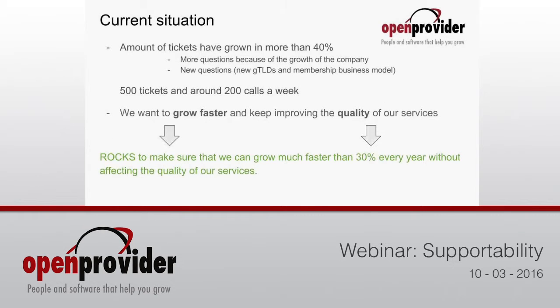In the last 3-4 years, Openprovider has grown around 30% per year. This means more domains, more certificates, etc. And as a result of this growth, the number of customers with questions has grown as well. Also, new products like new gTLDs or our membership business models help increase the amount of questions that we receive.